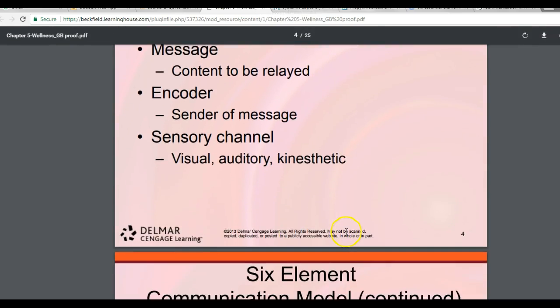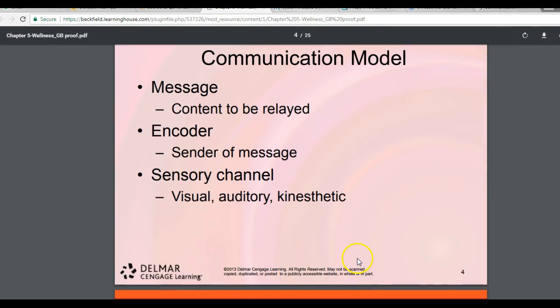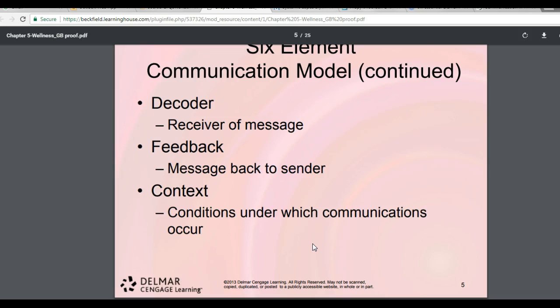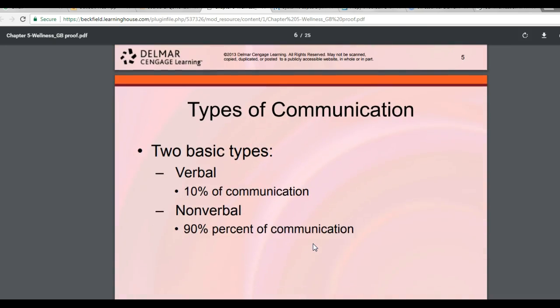All right, so the message is the content to be relayed. The encoder is the person who sends the message, right? And you have your sensory channel. The decoder is the person who receives the message, then the feedback, and then the context.